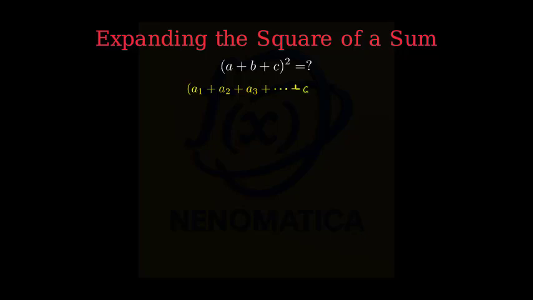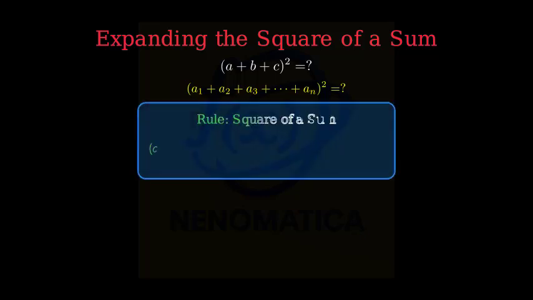If we have the sum of n terms, a_1 plus a_2 plus ... plus a_n, and we square this expression, we'll get a specific pattern. The formula we'll derive is: the square of the sum equals the sum of the squares of all terms plus twice the sum of all possible products of distinct terms. Let's derive this formula step by step.